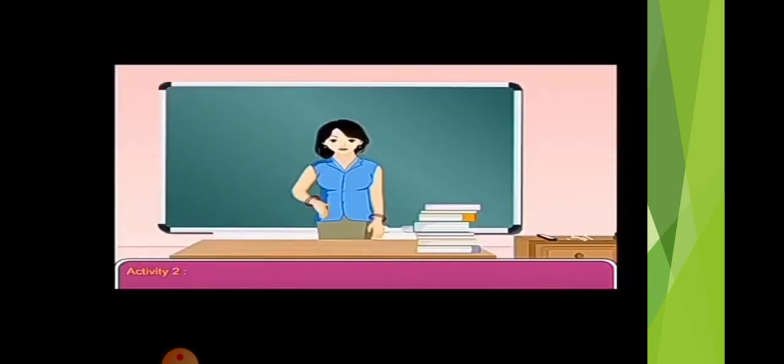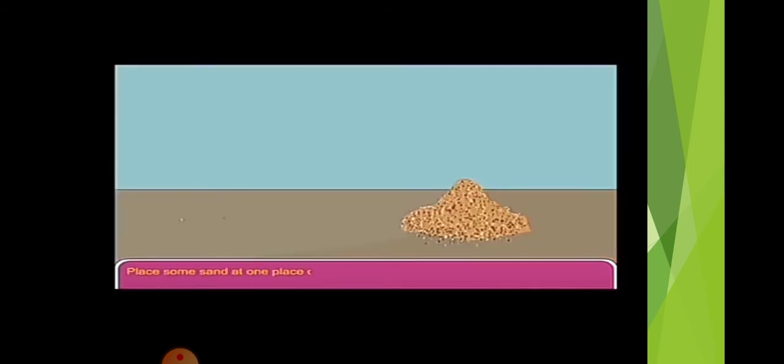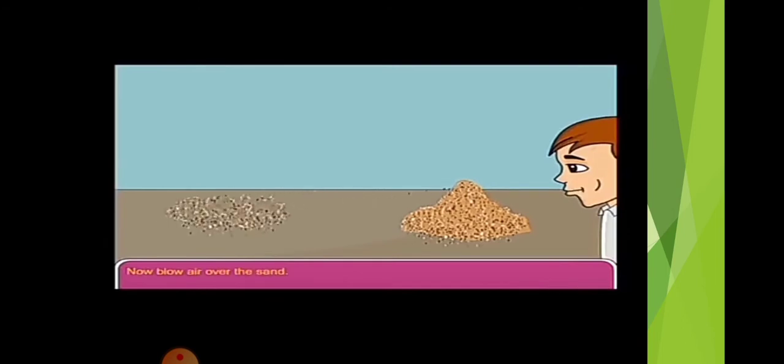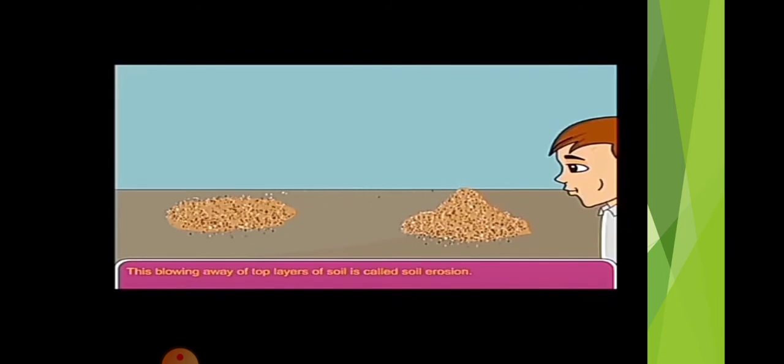Activity 2. Soil erosion by air. Place some sand at one place on the table. Now blow air over the sand. Observe what happens. The sand is blown off and gets deposited at some other place. This blowing away of top layers of soil is called soil erosion.